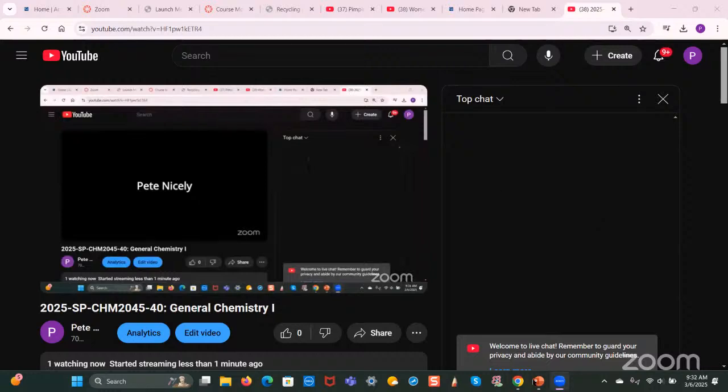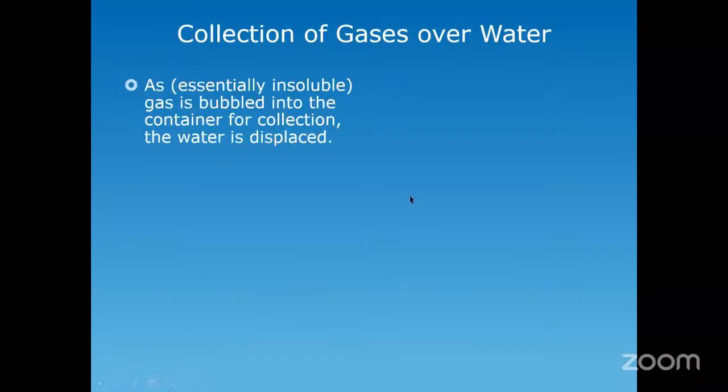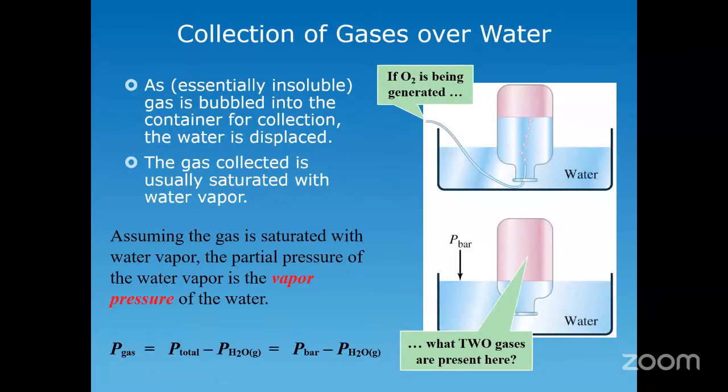Okay, so last time we were here, we were discussing how to deal with the situation where we have a gas which is collected over water, and how we can find the pressure of that gas based on two things: the barometric pressure, which is the atmospheric pressure, and the vapor pressure of water. And just to remind you again, this method of collecting gas in this way only works with gases that are not soluble in water.